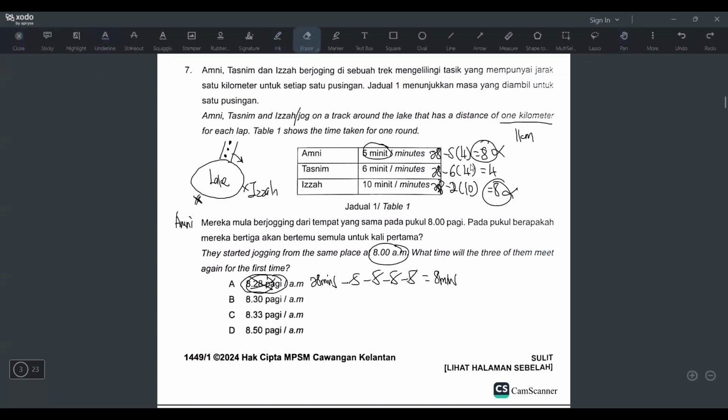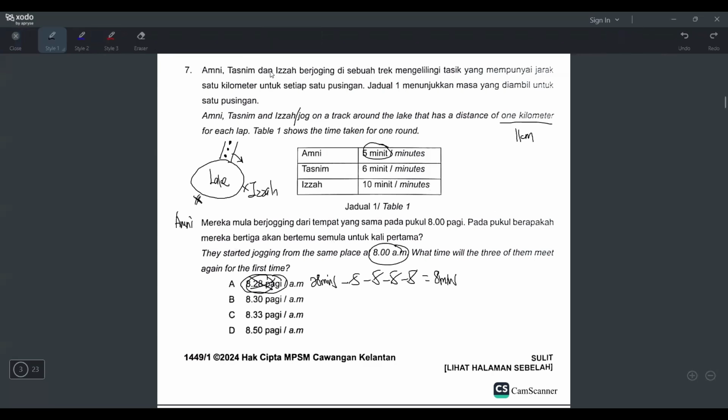Okay, now I will explain using B. So B is like 8:30 a.m., right? So imagine after 30 minutes, from 8 o'clock to 8:30, 30 minutes. You can minus 5 how many times? Okay, you can minus 5 6 times, right? 6 times, and you end up with 0.